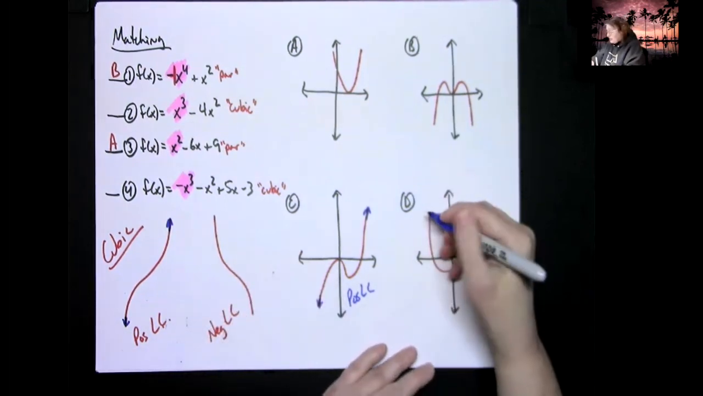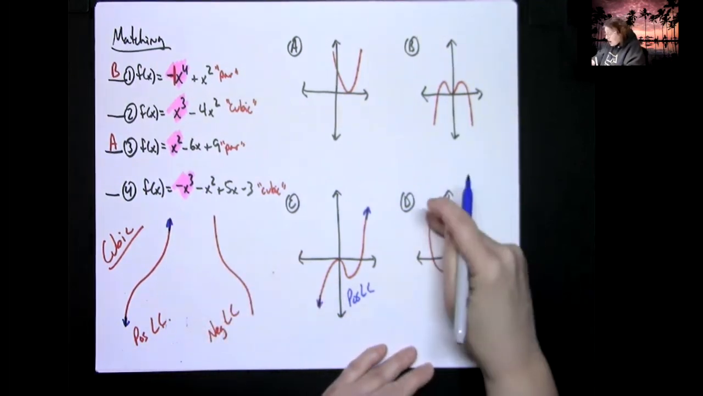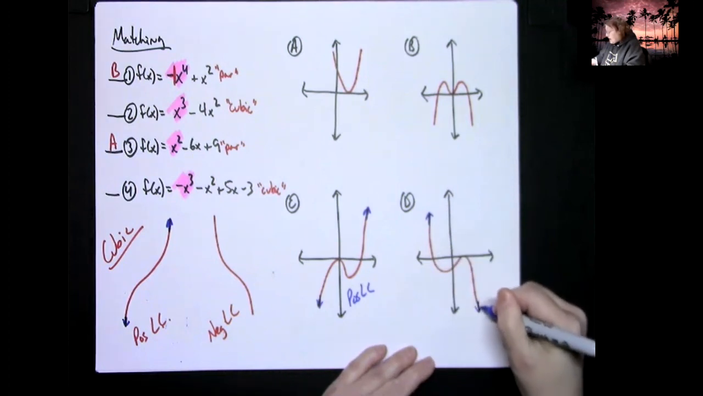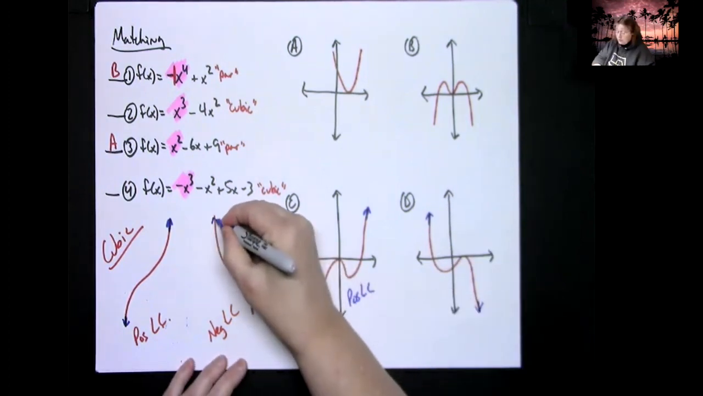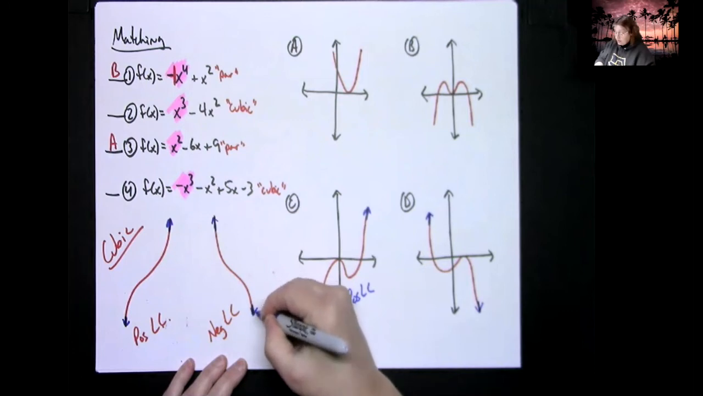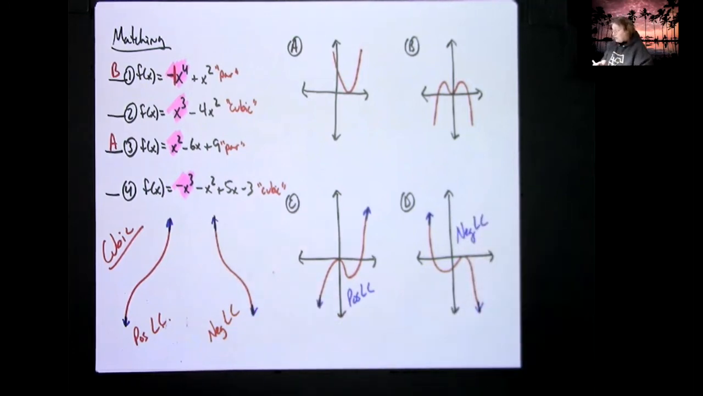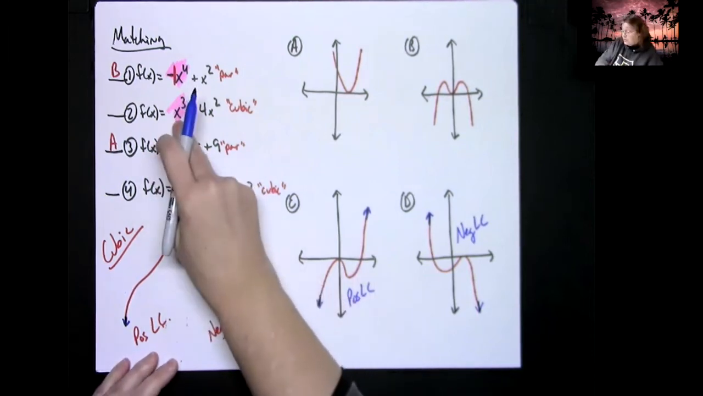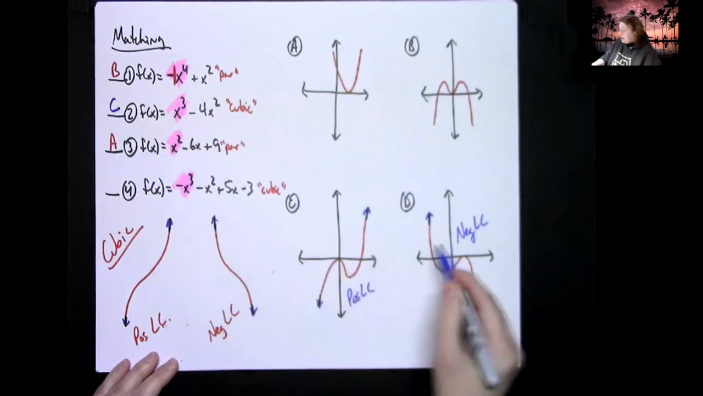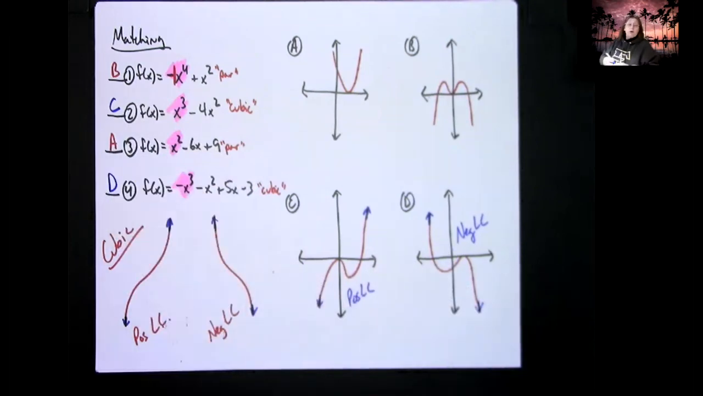But if we want to analyze this, this is up and then down. So this one is up first and down here. So that means this has to have a negative leading coefficient. So this one is my positive one. So this one has to be C, and then this one has to be D. Now, granted, that was a very simple one.